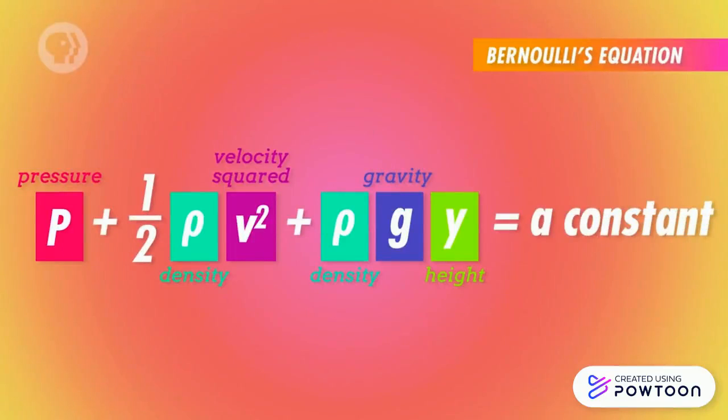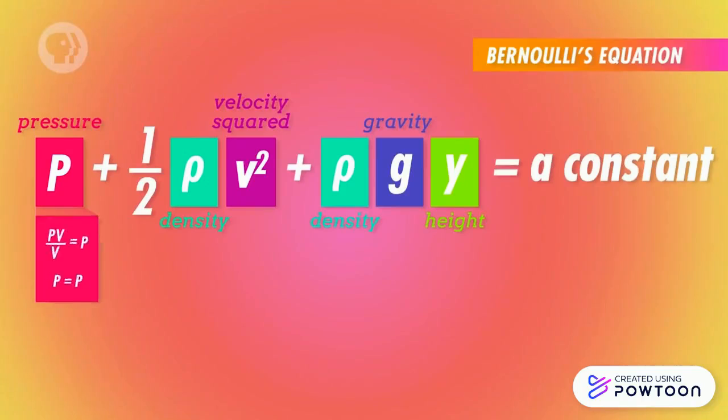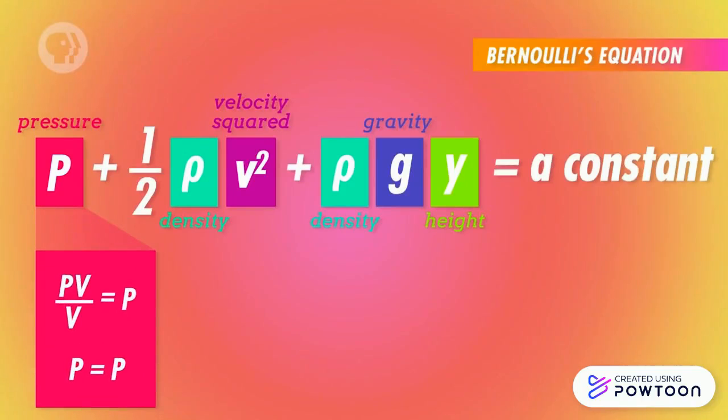Bernoulli also came up with Bernoulli's equation. It might look complicated, but when we break it down, it's just a combination of things we already learned. For better understanding, have a look at how the three forms of energy in a fluid are represented in Bernoulli's equation. First, there's pressure times volume, which is a form of energy. The first term in the equation takes that energy and divides it by volume, which leaves just pressure.